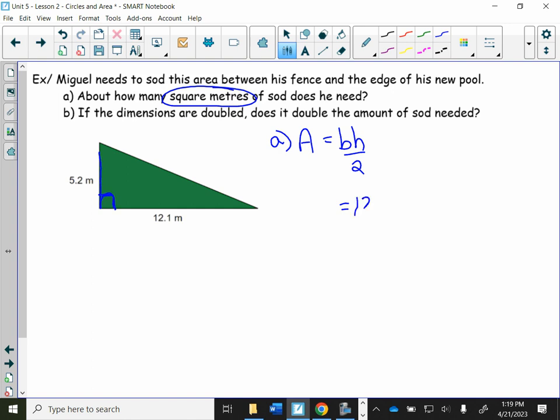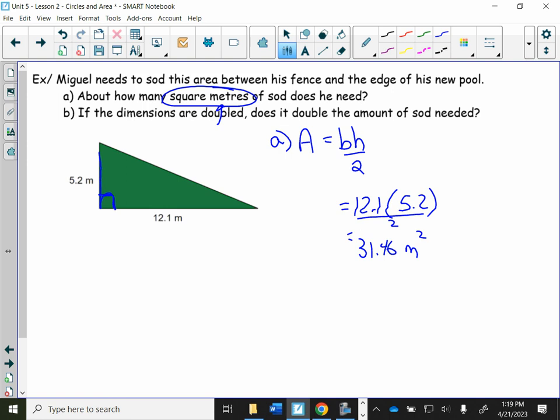So base is 12.1, height is 5.2. There's no units to worry about converting this time. We're in meters. It talked about meters, so I'm good that way. Oh, don't forget my divide by 2. I got, with my calculator, 31.46 square meters. Okay, that's how much sod he needs.